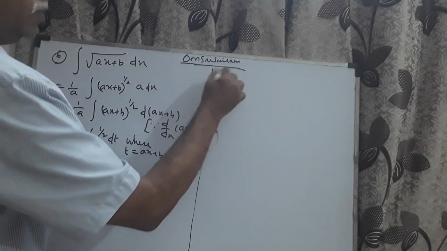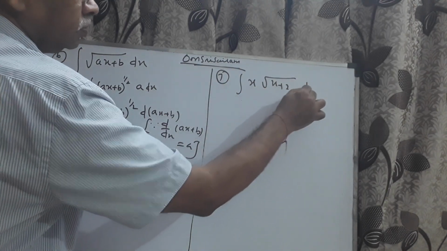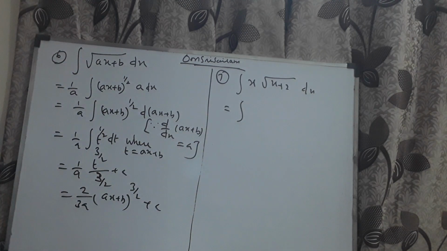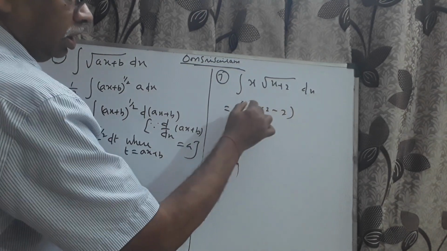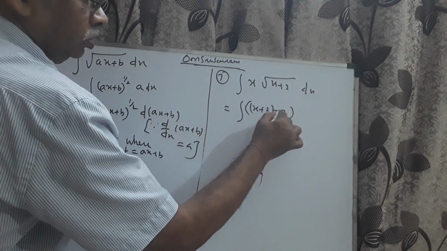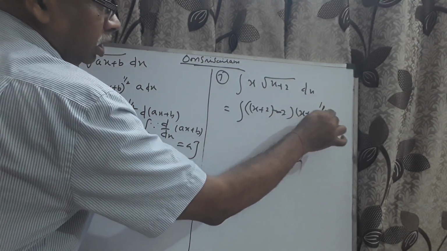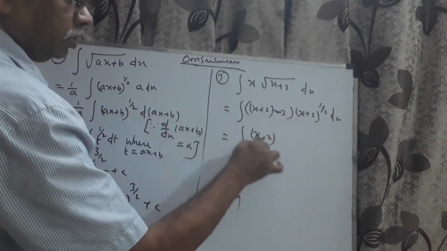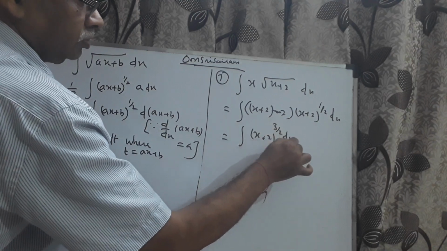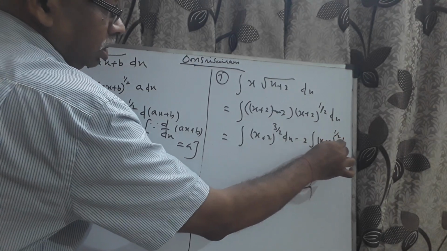Then the seventh problem goes like this: x into root of x plus 2 dx. Practically speaking, I have to replace x plus 2 by t. Instead, what I will do is I'll add and subtract 2 here. Here I'll write x plus 2 power half dx. Multiply this inside: integral x plus 2 power 3 by 2 dx minus 2 integral x plus 2 power half dx.